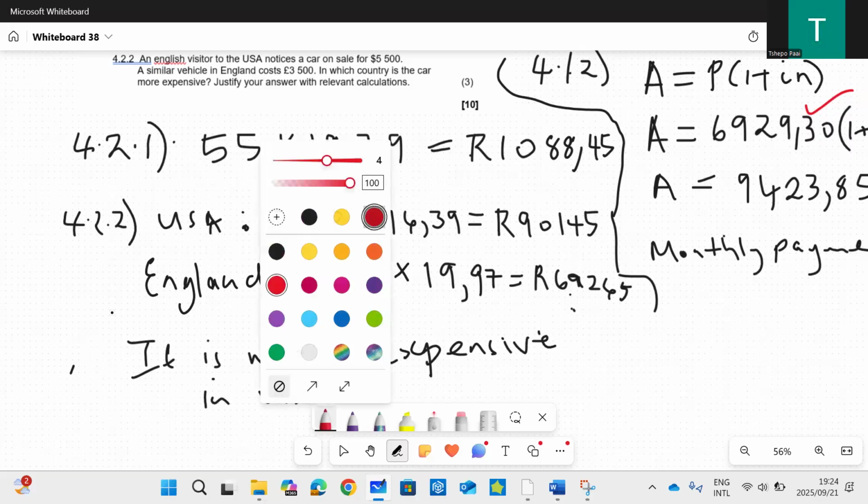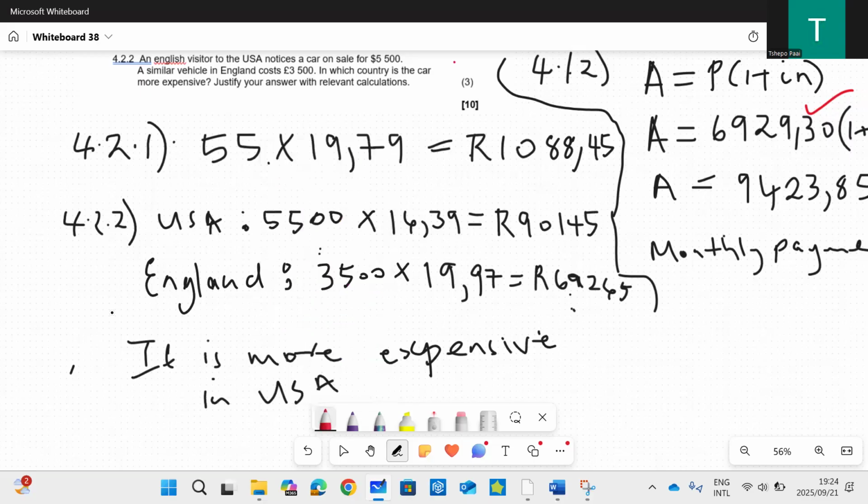Now let us allocate marks for this question and see how it will be marked. 4.2.1, it was just 1 mark. 4.2.2, your USA calculation, England calculation, and your conclusion. So that's your financial maths. We have done 4.1.1 until 4.2.2. The next questions will come still under financial maths, but this is how far we'll go with this question. So we can look at the next recording.